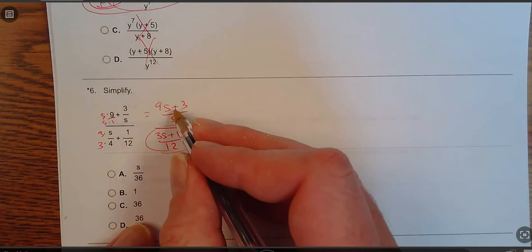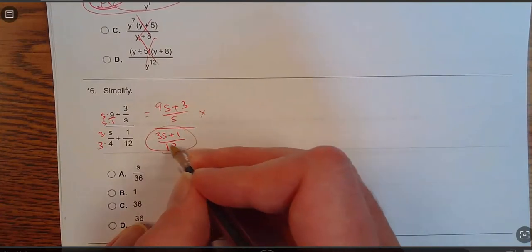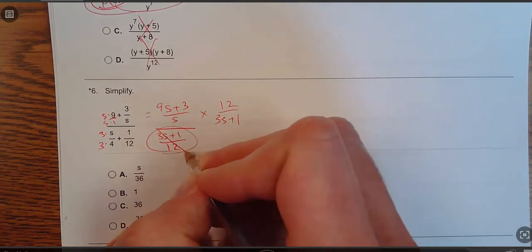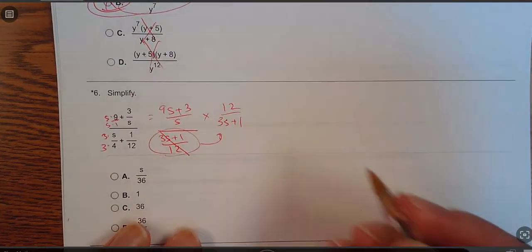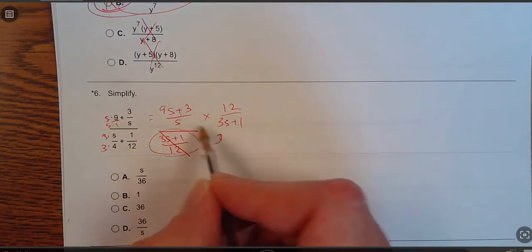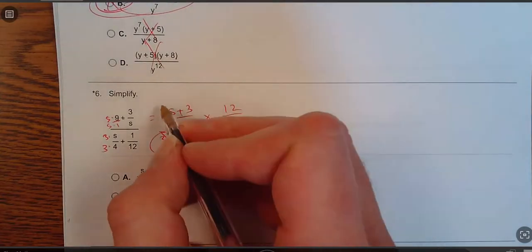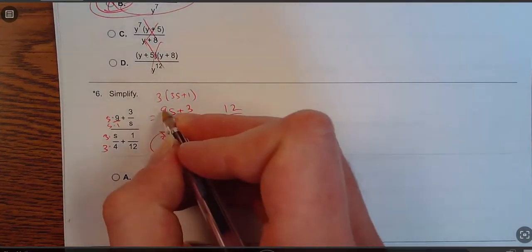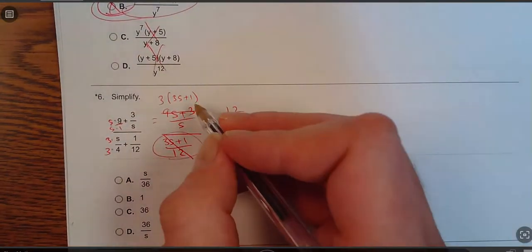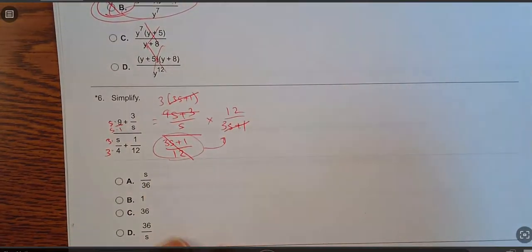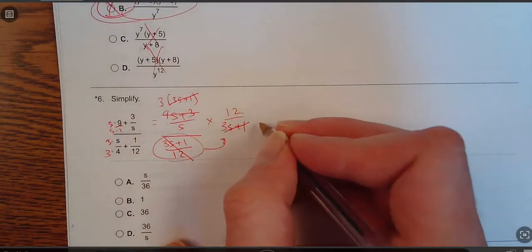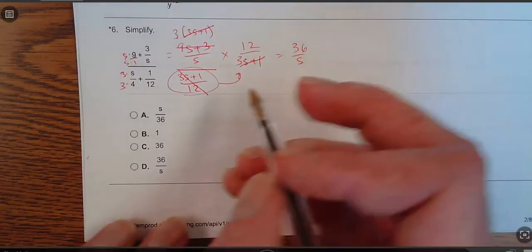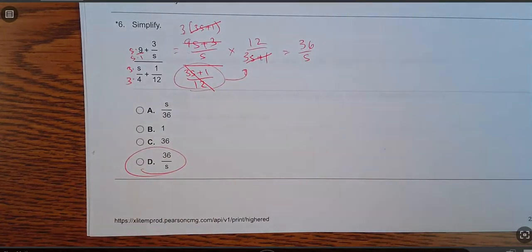Okay, when you're dividing, it's keep, change, and then flip, so this would be 12 over 3s plus 1, so it came up here. The only thing that would factor out of all of these is this guy right here. I take a 3 out of this, so this would be 3s plus 1. Cross that out for a second. And now 3s plus 1 is on top and bottom, so that can cancel out. So we got 3 times 12, which is 36, over s. So 36 over s is this guy, letter D.